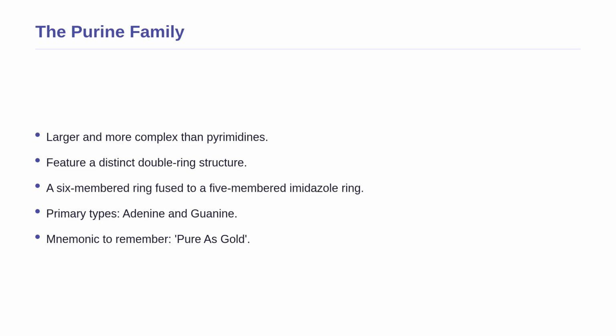Moving on from the single ring structures, we encounter the purines. Purines are larger and more complex than pyrimidines. They consist of a distinct double ring structure created by fusing a 6-membered pyrimidine ring to a 5-membered imidazole ring. The primary purines are adenine and guanine. You can easily remember this using the mnemonic "pure as gold," where "pure" stands for purines and "as gold" reminds us of adenine and guanine.